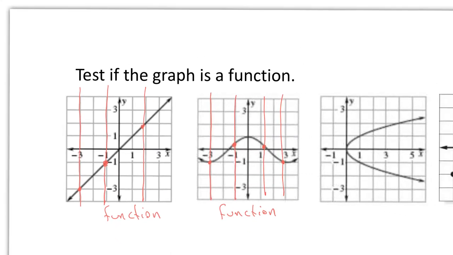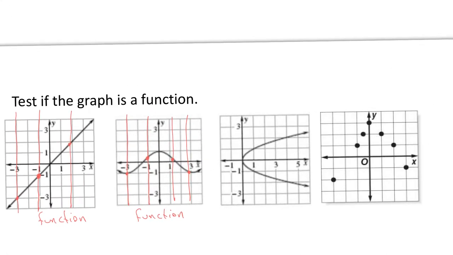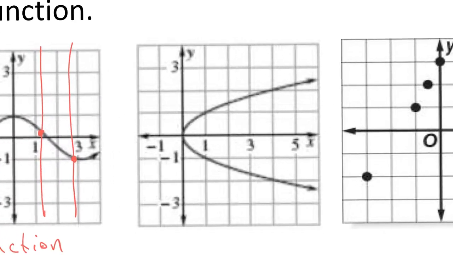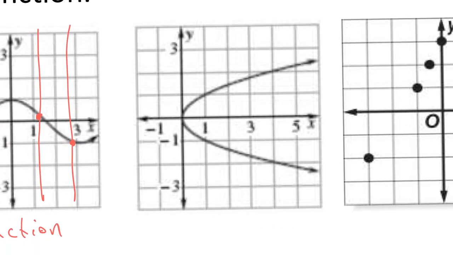Now sometimes you might encounter those graphs where it's not a function. So notice this one. It's not the V shape, it's a U shape sideways. But when you draw a vertical line, you will see that it touches twice. So right there, we say not a function.